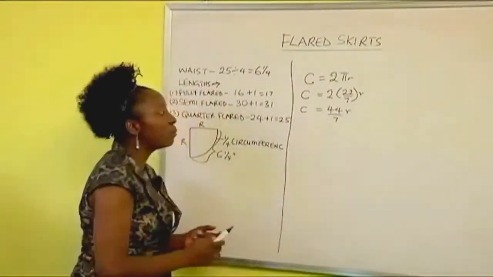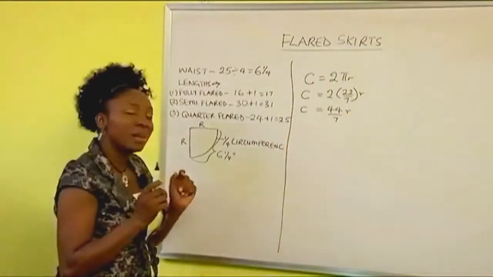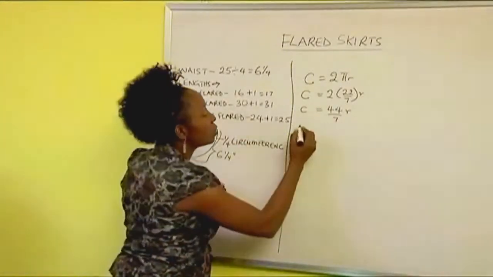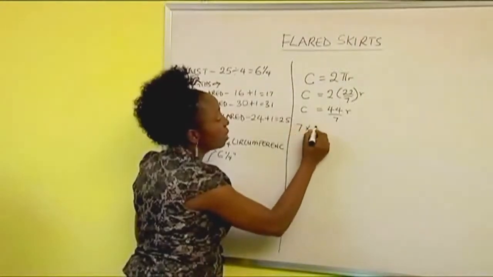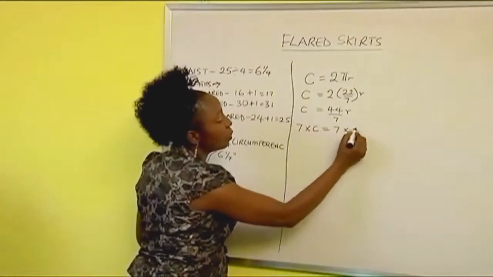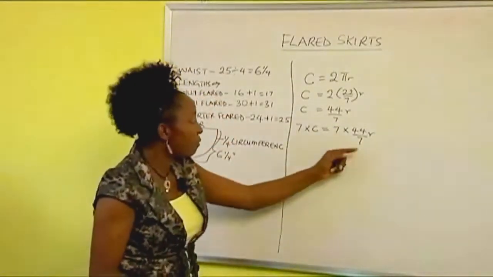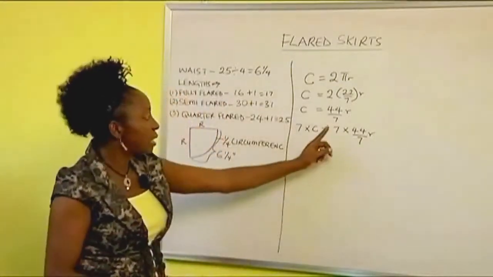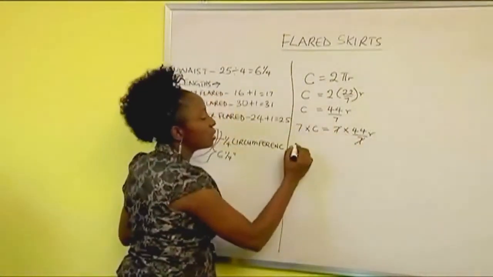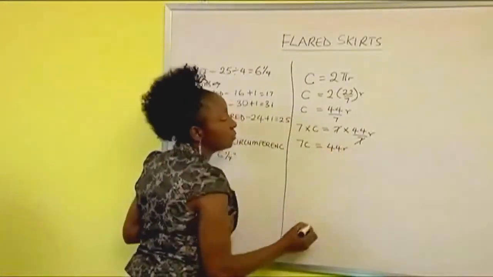Now, after I've done this, I'm going to multiply both sides by 7, because I'm trying to see how I'm going to make r the subject of the formula. So I'll take my 7 and multiply it by C. I multiply C with 7, and that will give me 7 times 44/7r. In mathematics, once you have this, you know 7 will cross 7 out, so you cross those out. So when you cross that out, what you're left with is 7C equals 44r.